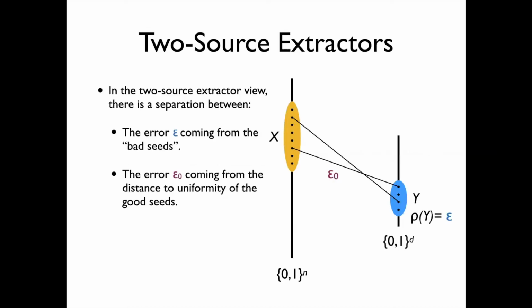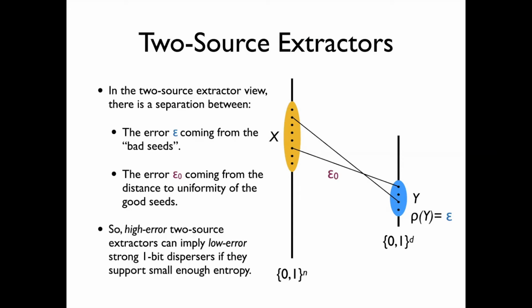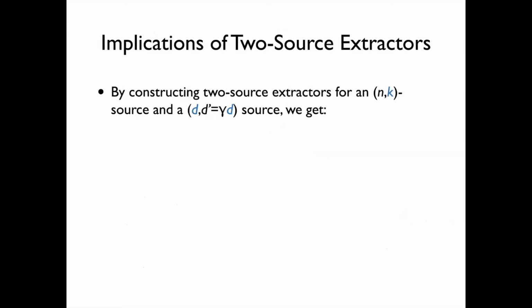Okay, so to summarize this part, in the two-source extractor view, there is a separation between the error epsilon coming from the bad seeds, which is this 2 to the d' minus d, and the error epsilon 0 coming from the distance to uniformity of a good seed. Okay, so the punchline is that high error two-source extractors can imply low error strong 1-bit dispersers if they support small enough entropy. And I leave out the proof, but again, it's not a hard proof.